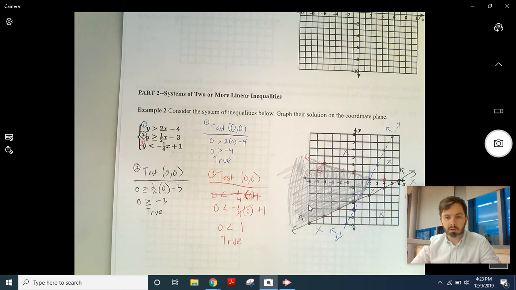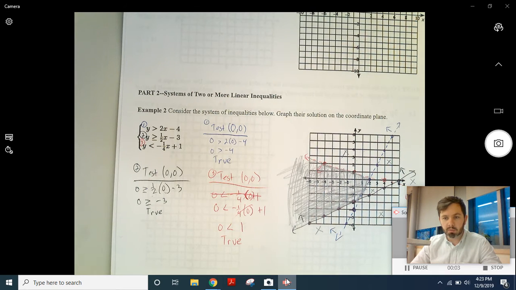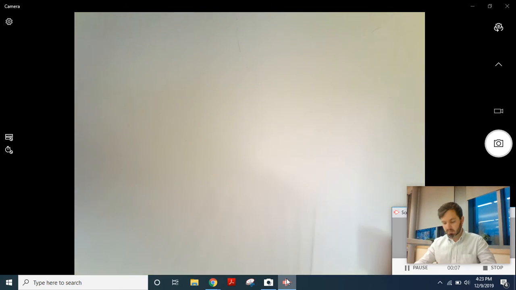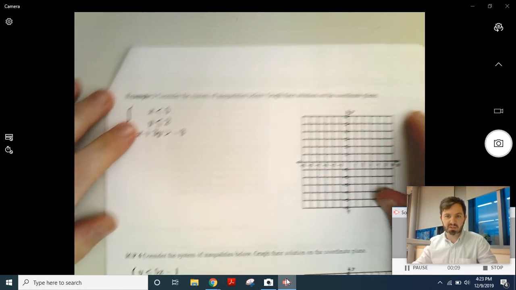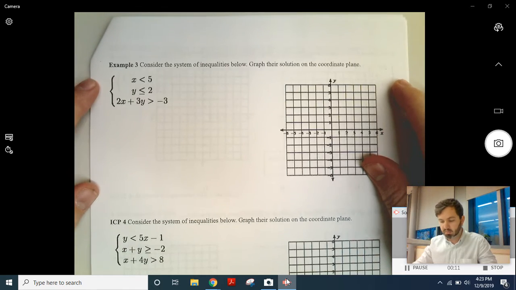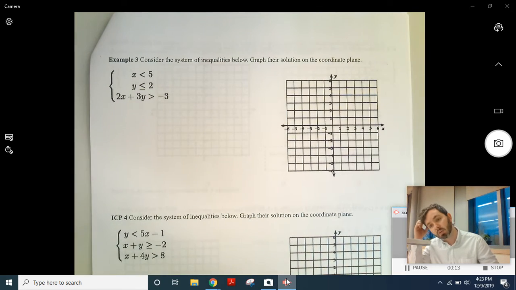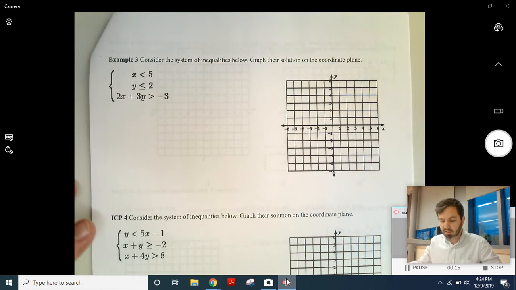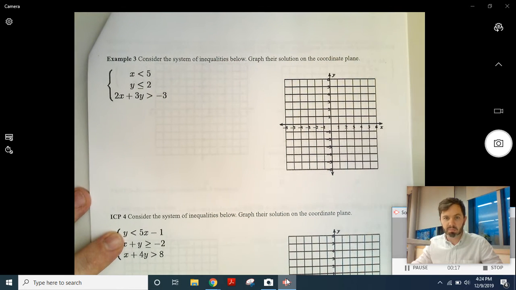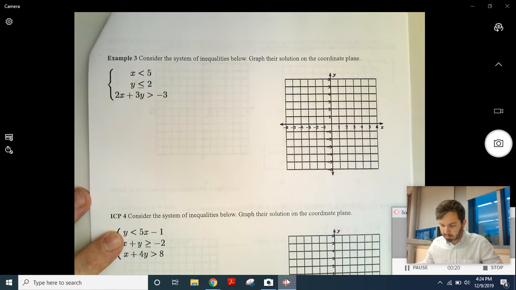Hello again, everyone. So right now we're going to go through example 3. We just finished example 2, so now let's jump to page 7. At the top of page 7, we have example 3. This is another system of inequalities, this time with 3 inequalities. We're going to graph them all on this coordinate plane and look at that intersection.